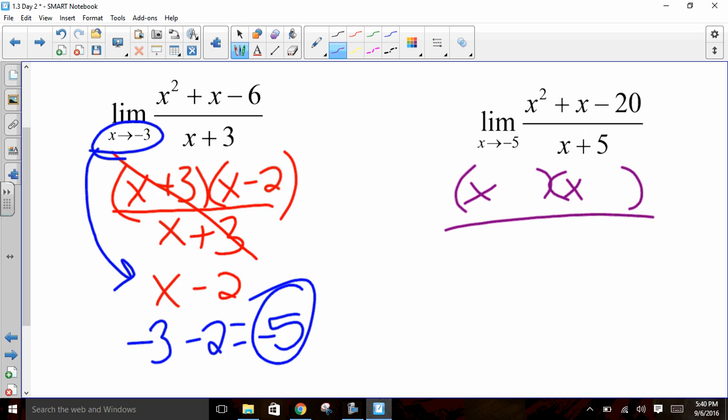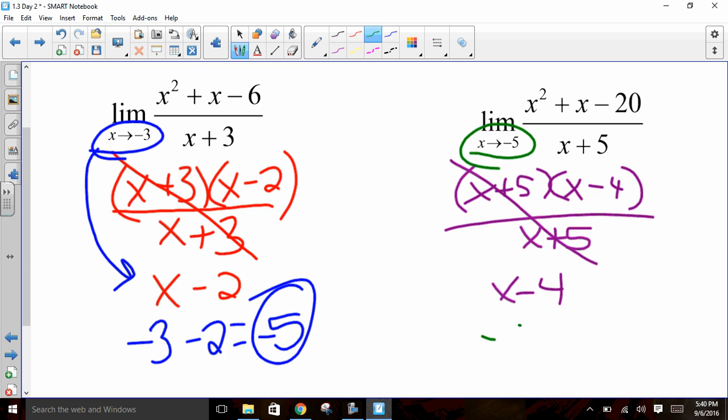Only thing that multiplies to x squared is x times x. Then I ask myself what multiplies into negative 20, adds to 1. We get positive 5 minus 4. I have my x plus 5 on the bottom. Those terms cancel out. I'm left with x minus 4. Now I can plug in that negative 5 in there. My limit is negative 9. So now that we have seen how to solve fractions if they make it not possible, remember we just factor.